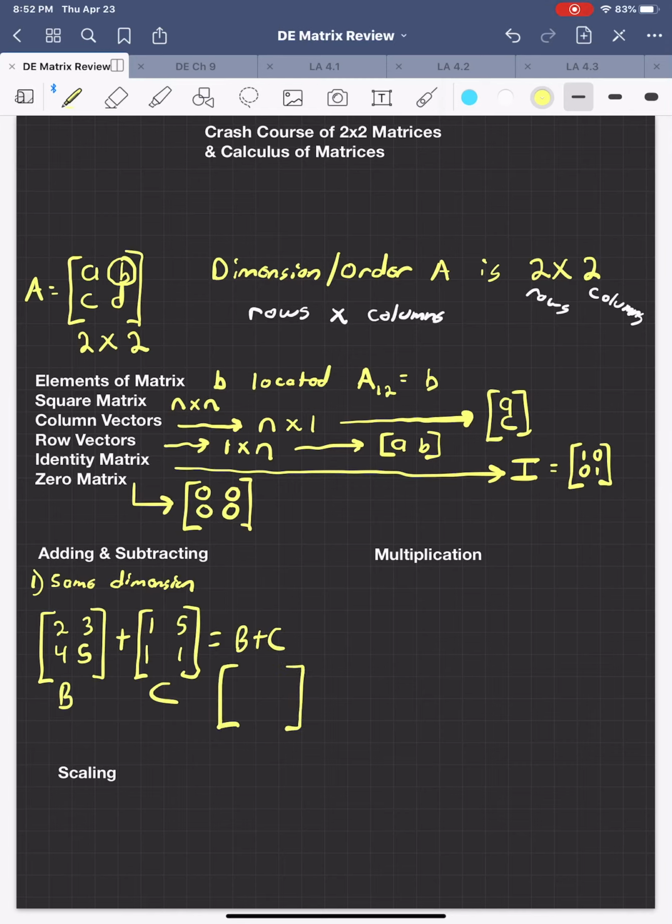once you have determined that they're both 2 by 2 matrices, then you can proceed to add or subtract, and you would just simply add each corresponding entry. So it would be 2 plus 1 is 3, and then 3 plus 5 is 8, and then 4 plus 1 is 5, and then 1 plus 5 is 6. So this would be a new matrix, and it would be the matrix B plus C.